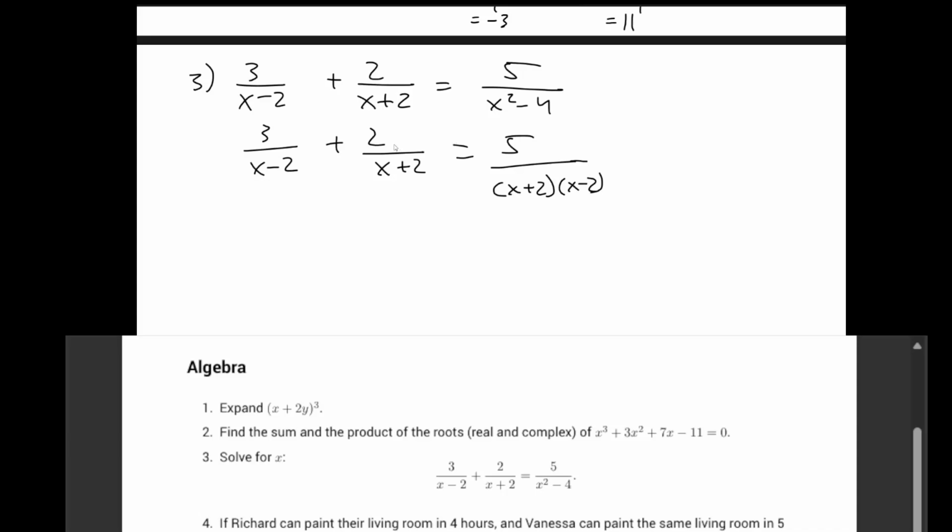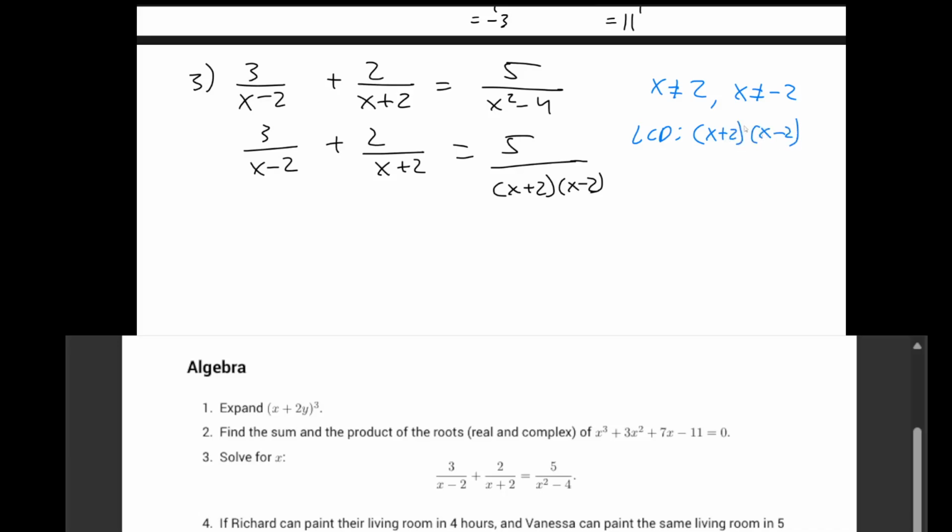Another thing to note here, for our domain, is that we should pay attention to it. X cannot equal 2 and x cannot equal negative 2. Why? If we plug in 2 or negative 2, the denominator will become 0, and we cannot divide by 0. Dividing by 0 is undefined. So if we solve for x and get 2 or negative 2, that's an extraneous solution. We cannot use that.